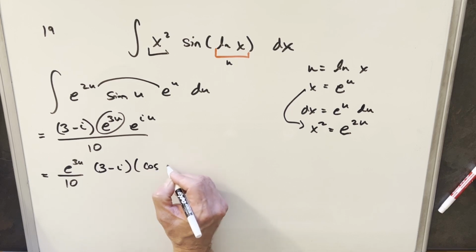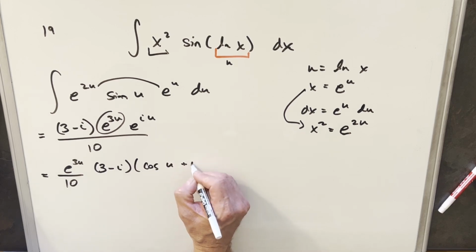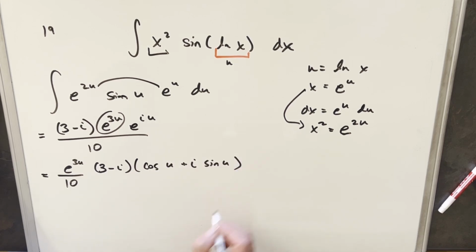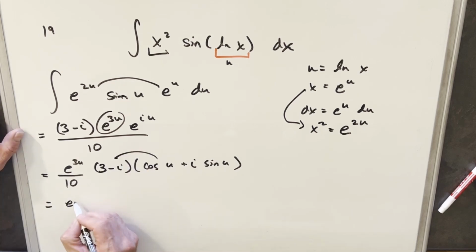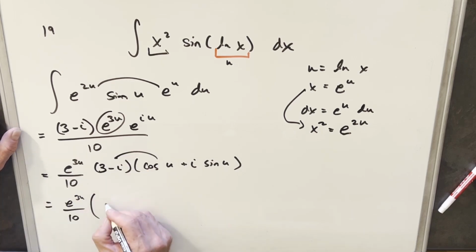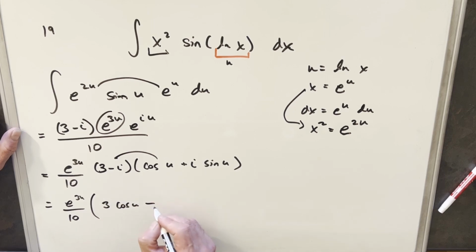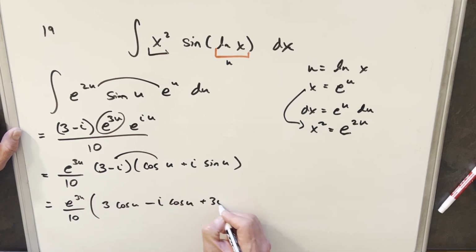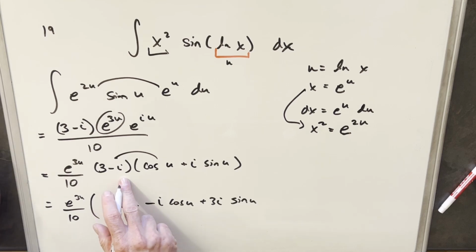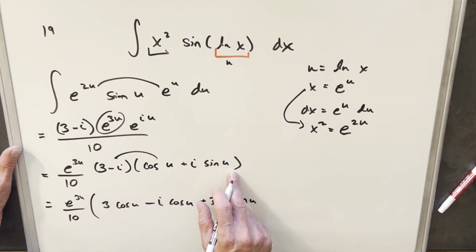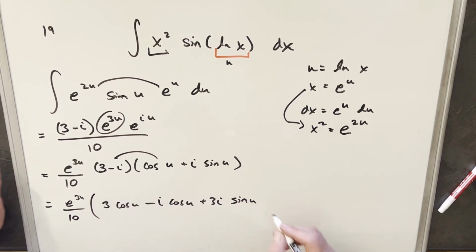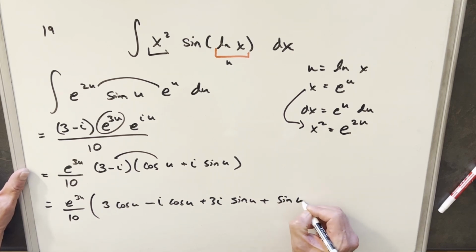So I'm going to write this as cosine u plus i sine u, and then we can just distribute and multiply this together. Doing that, the first term is going to be 3 cosine u minus i cosine u. Then here we're going to have a plus 3i sine u, and then minus i times i sine u is going to be minus i squared sine u, which is going to be a plus sine u.